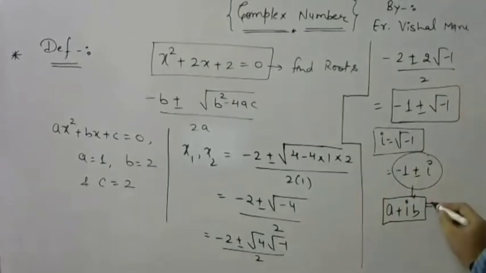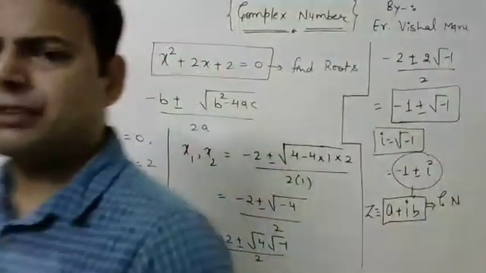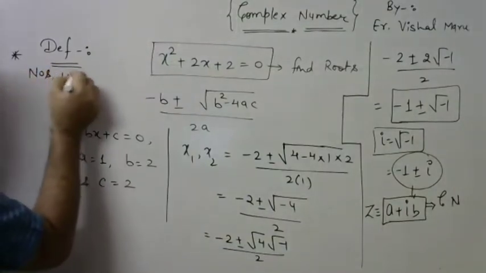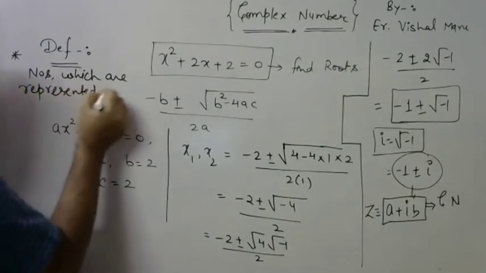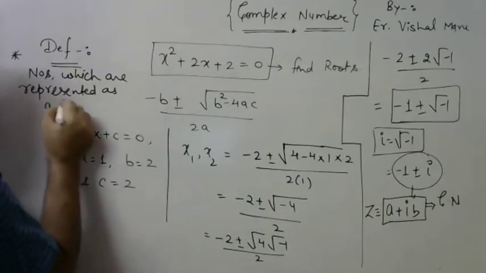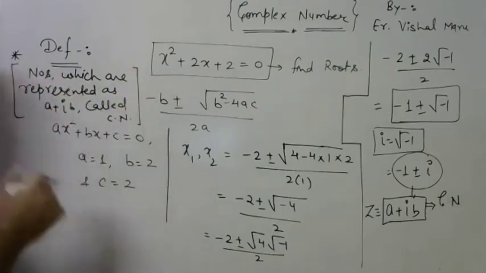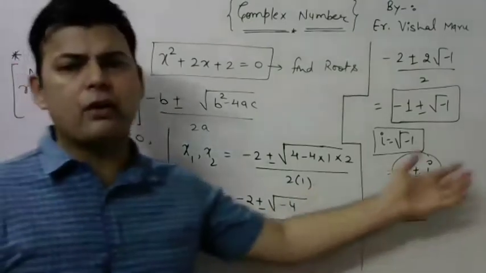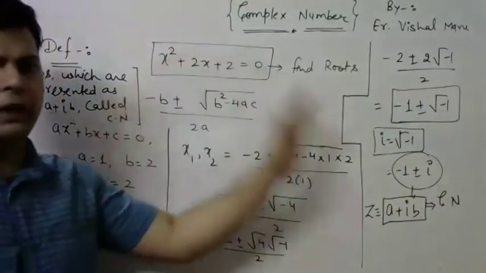All such numbers which are in the form a plus iota b are called complex numbers and are represented by capital Z. So the basic definition of a complex number is that if we represent any number in the form a plus iota b, then it is called a complex number and represented by capital Z. Okay students, so copy it and then we will start again.